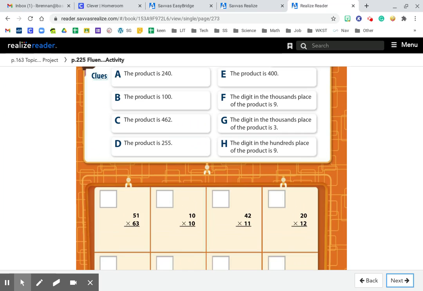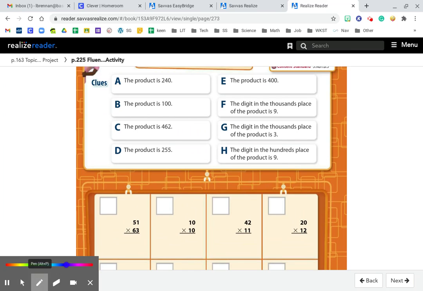Can't see all these. So you can put the 100 in to get some answers already going as you're going through here. 42 times 11, I know when I multiply 2 times 1, I'm going to have a 2 in the ones place, so it can't be A. 20 times 12, well, I know 12 times 2 is 24, and yeah, that's our A. So you're going to go through and solve your problems.